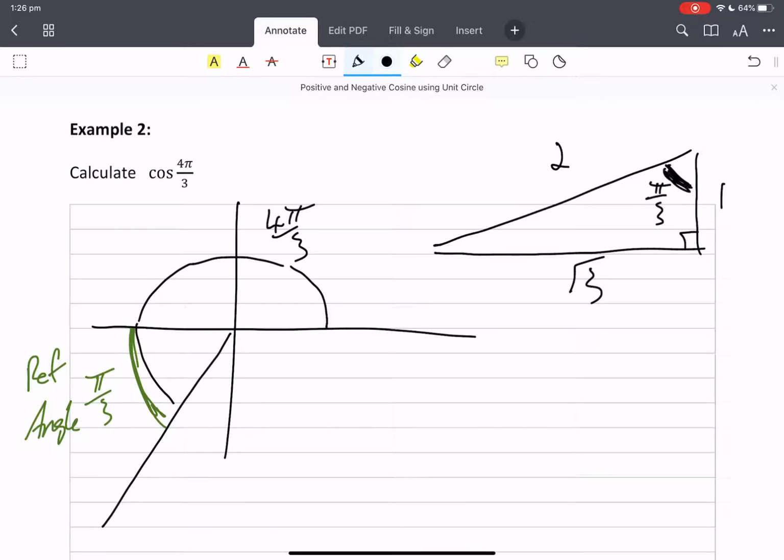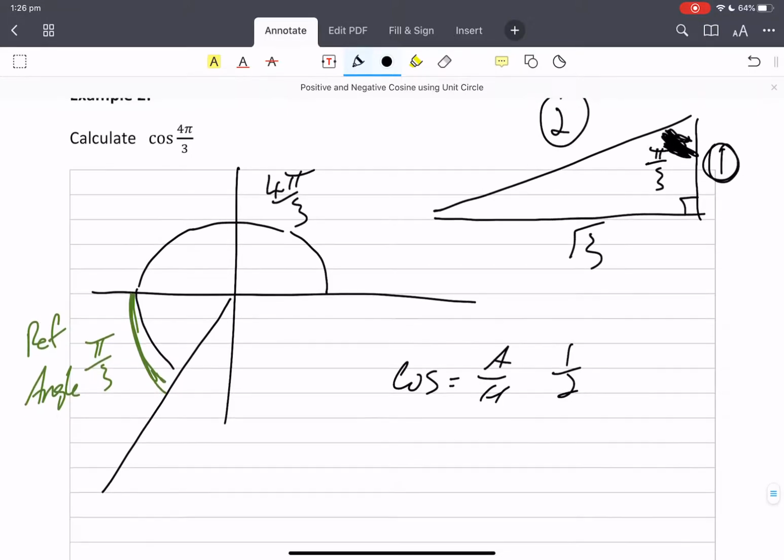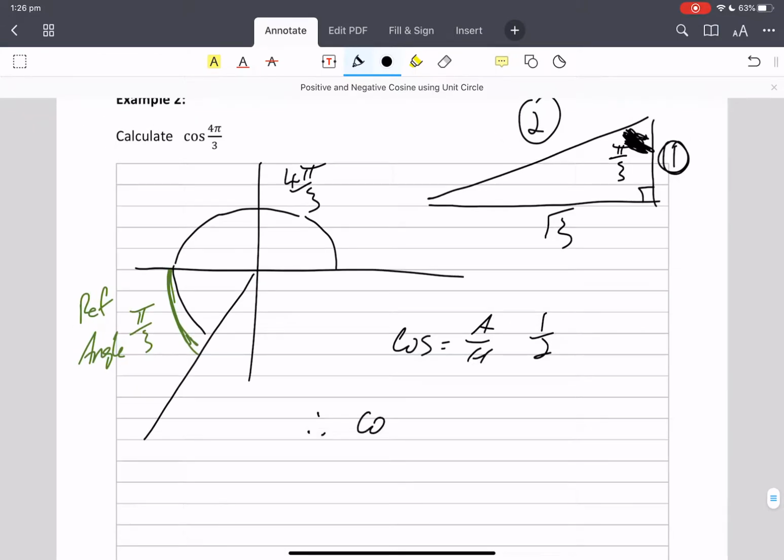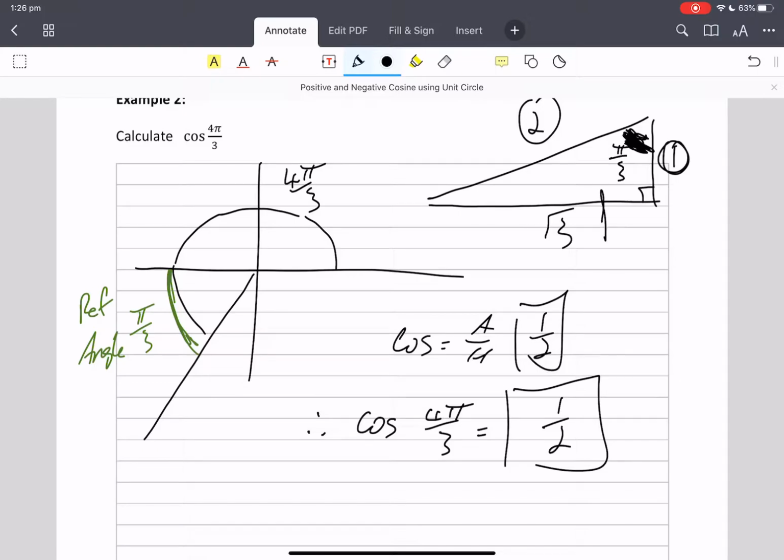Pi on 3. Okay. Cos is A on H. So there's my angle. That's my A. That's my H, which is 1 on 2. Okay, so we can say, therefore, cos 4 pi on 3 is 1 on 2. We know the value from our exact value triangle. We just need to determine whether it's positive or negative.